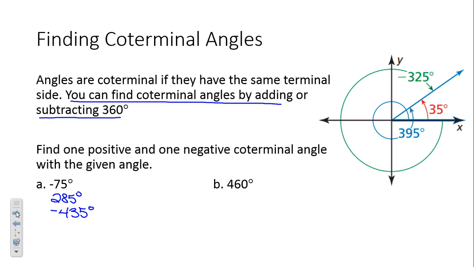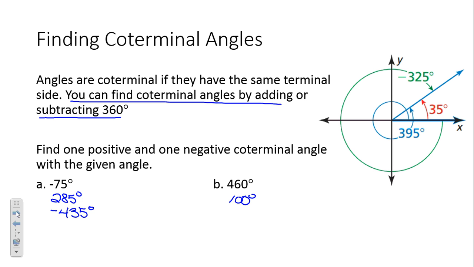What about 460? 100. Okay. So we could take away 360 from it and still have a positive one, right? If someone had added 360 to it and gotten 820, would that be an okay answer? Yeah, it's a positive coterminal angle with 460. So I'll be looking for multiples. It doesn't have to be 100, but 100 makes sense. This is what I would have done.